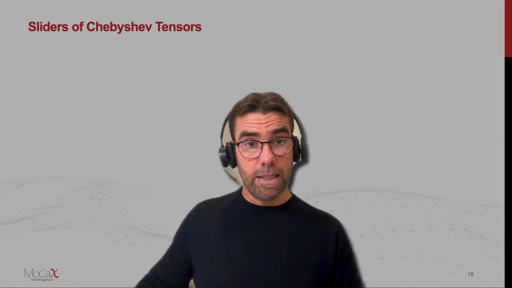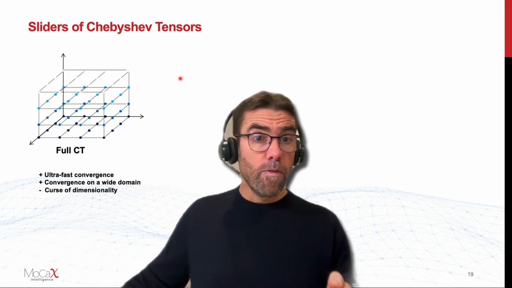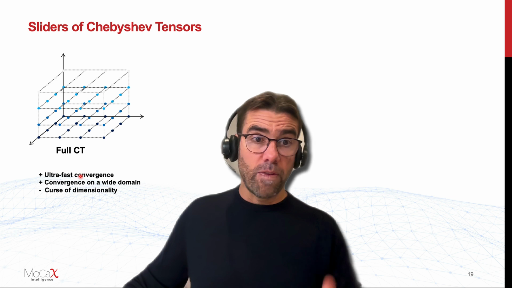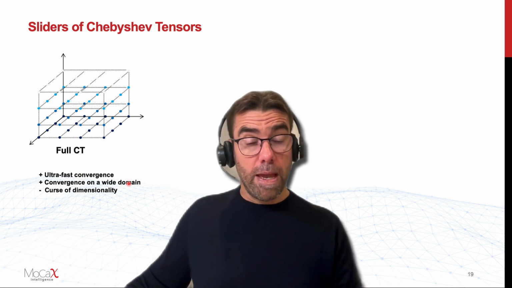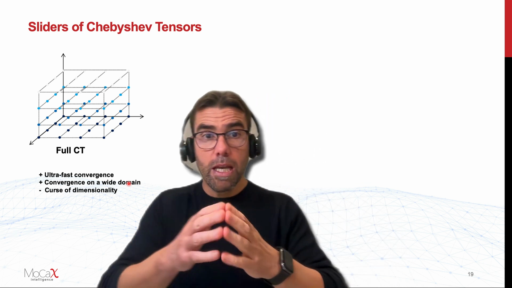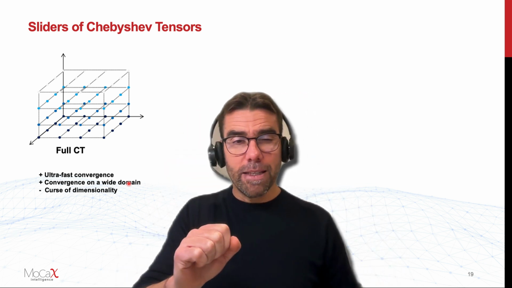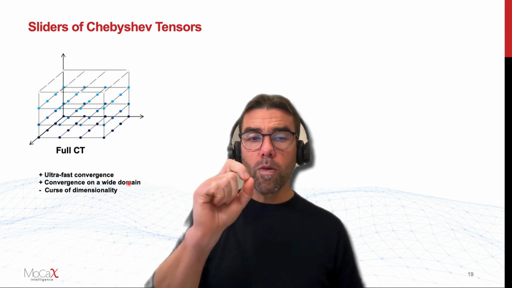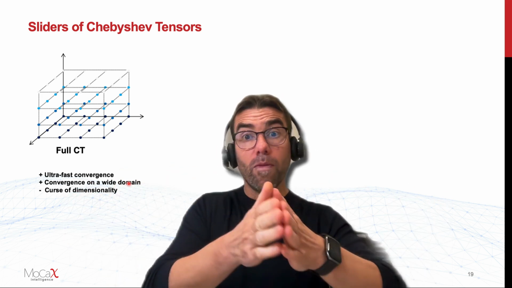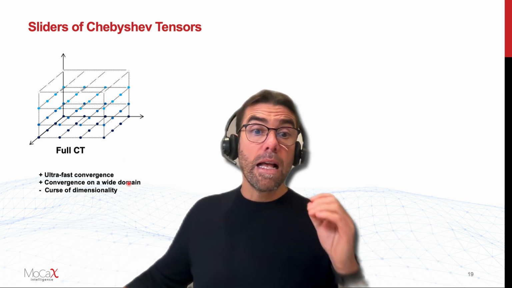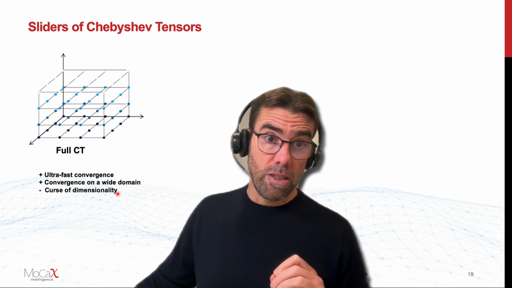Now, let's move on to the other version that I discussed before in order to manage the cost of dimensionality, which is sliders of Chebyshev tensors. Again, we have full Chebyshev tensors on one hand that are super fast to converge. Importantly, in this context, they converge on a wide domain, so they don't only converge like a Taylor expansion. I'll say in a minute why I mention Taylor expansion now. They don't converge only around the center of the approximation, but in a wide domain, and they converge in the whole domain exponentially fast. As a downside, cost of dimensionality.